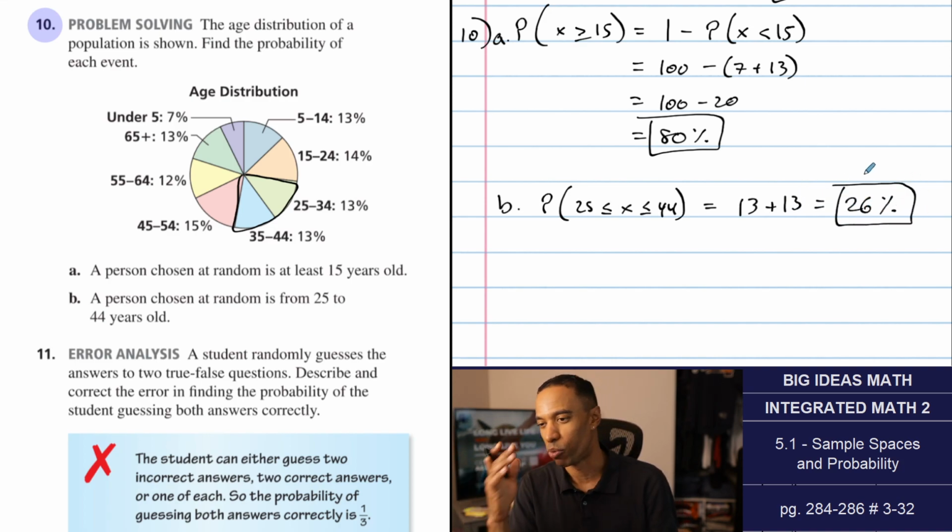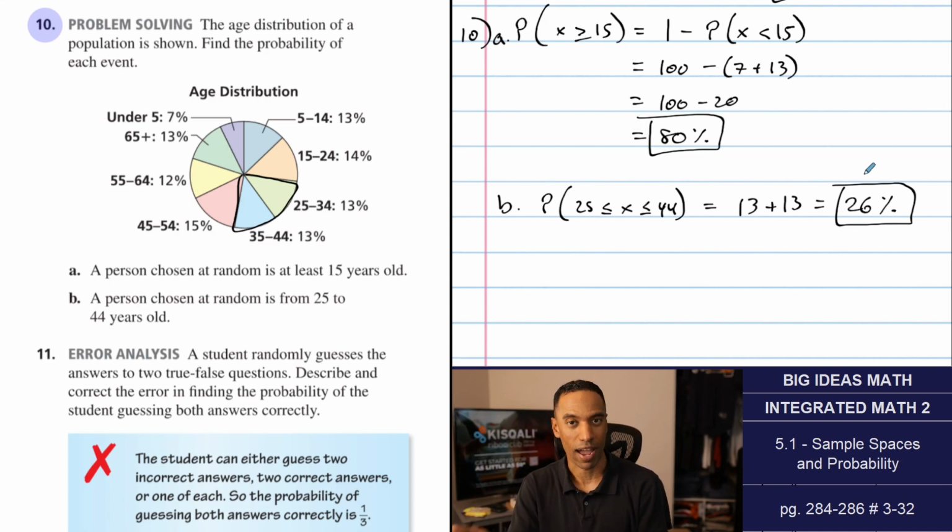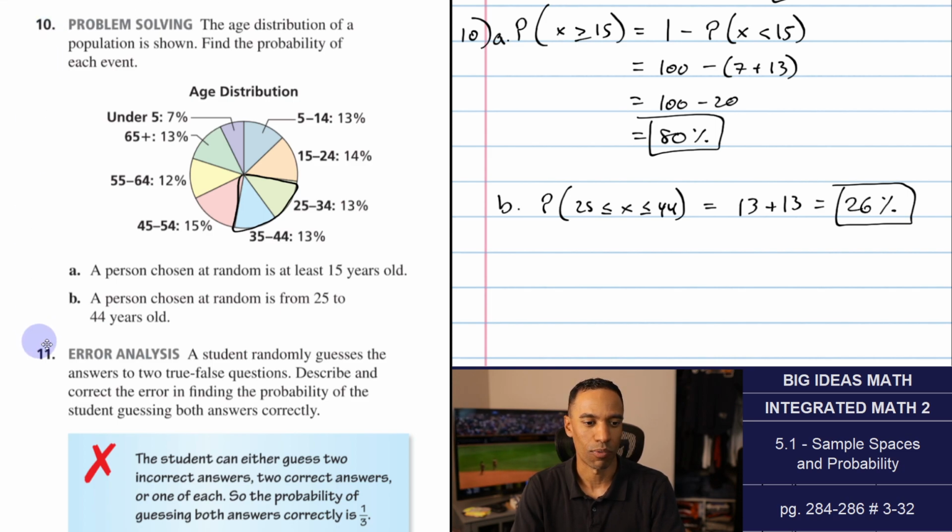Remember, 26% is also 0.26. It's 26 out of 100. If you do fractions like that, you can write it that way. I'm going to stick with the percentages as long as they're written as percentages.